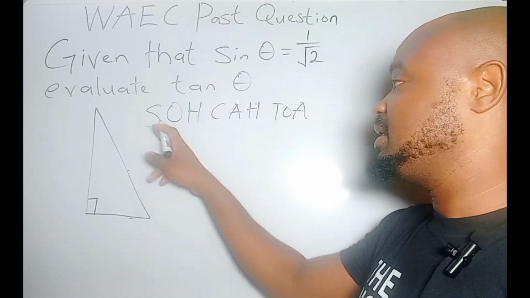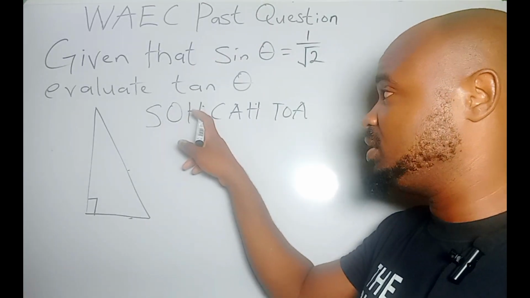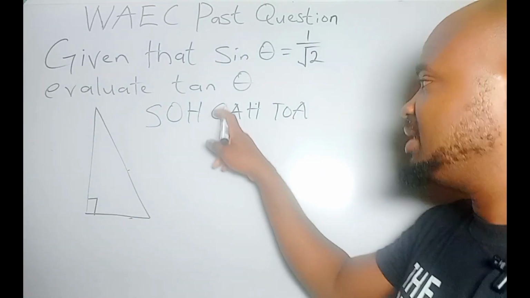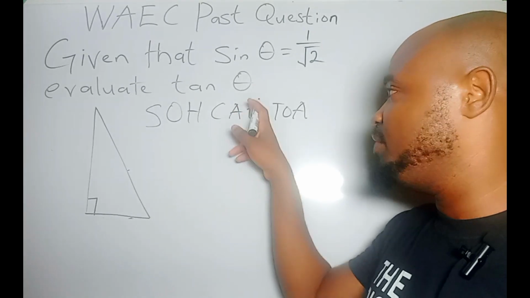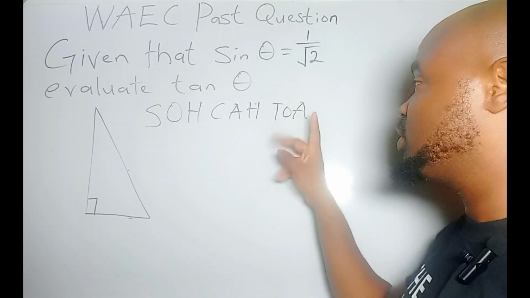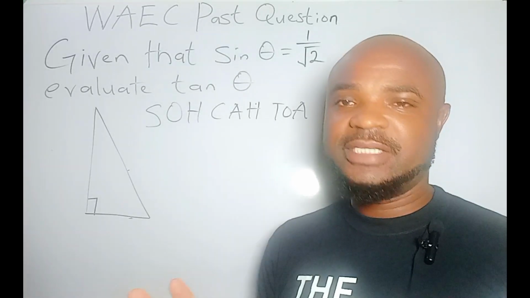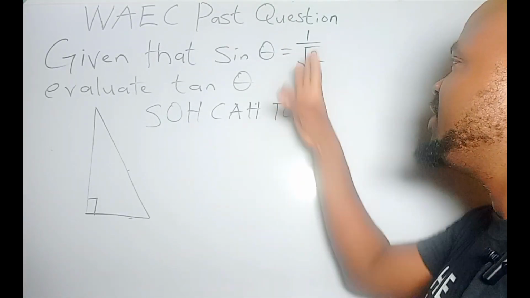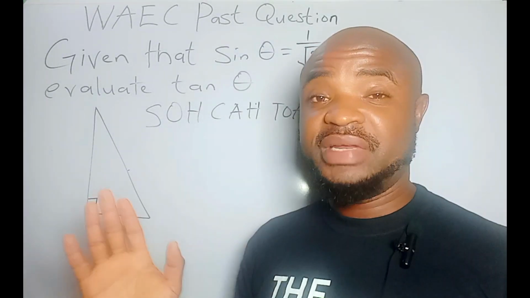So sine equals opposite over hypotenuse. Cos equals adjacent over hypotenuse. And tan equals opposite over adjacent. Are you following? Good. Now let's look at what we're given in the question.